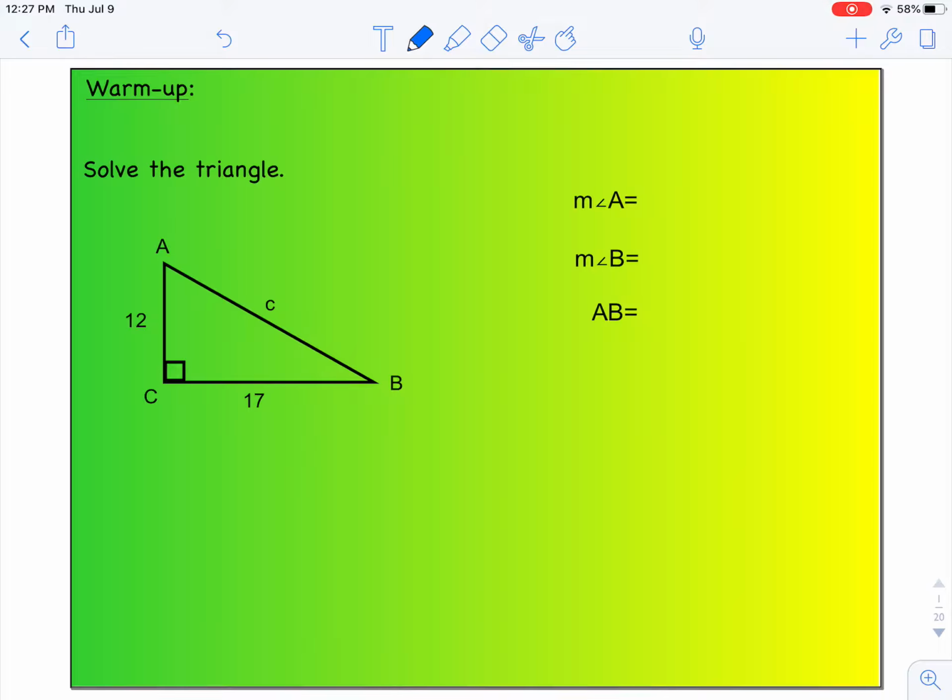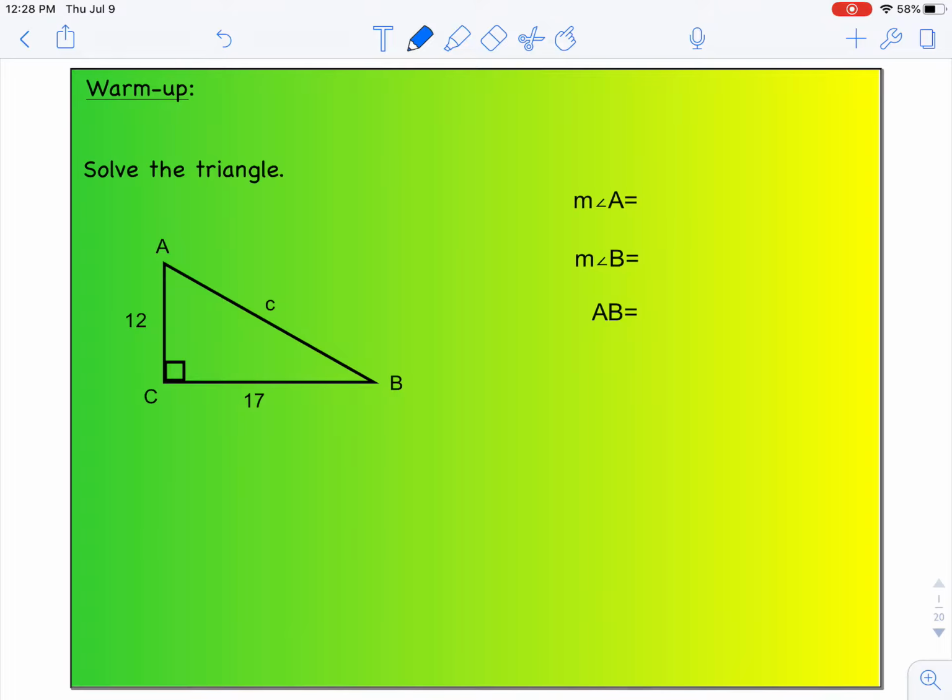Chapter 7 extension, or about 7.9 as far as the section goes. In this section, we are going to use something called the law of sines and cosines to help us find missing angles and sides in non-right triangles. But first, let's go back and review what we did in 7.7, 7.5, and 6 using right triangle trig.